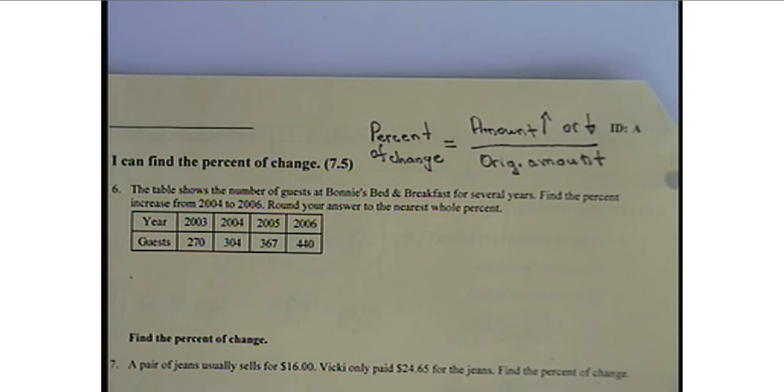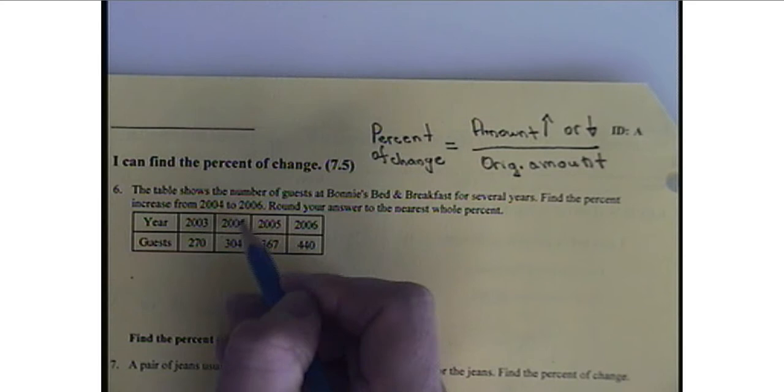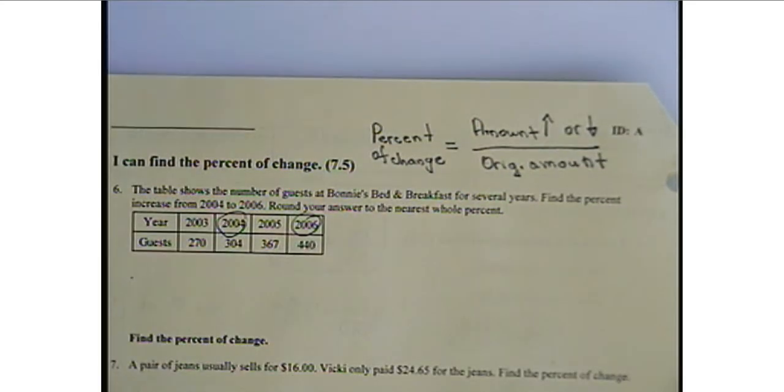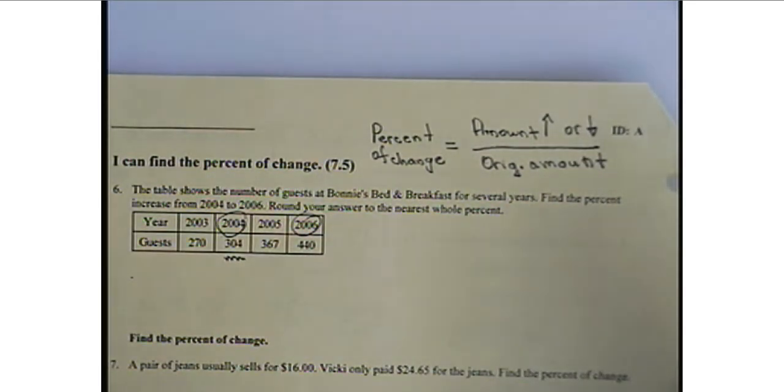Let's take a look at what number 6 is asking us to do. The table shows the number of guests at Bonnie Bed and Breakfast for several years. Find the percent increase from 2004 to 2006. Round your answer to the nearest whole percent. First of all, we are given 2004 to 2006. So definitely those are the 2 years they're pointing to, and we're looking at guests that started at 304 in 2004 and went up to 440.